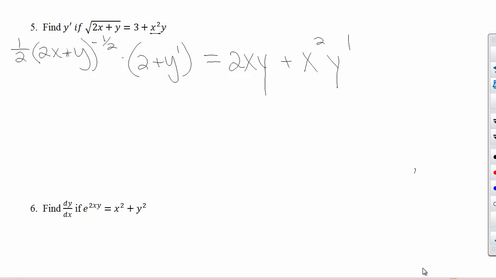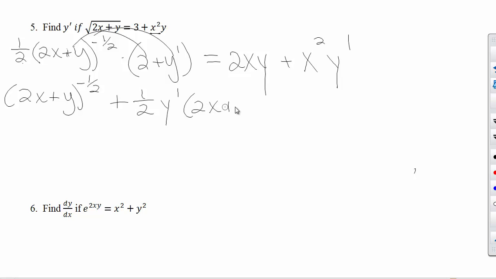Now again, I have a y prime on this side here, and here I have 2 plus y prime, so I'm going to have to distribute this 2 plus y prime. So 1/2 times 2 would just be 1 times 2x plus y to the negative 1/2, plus, when I distribute the y prime, I'd have 1/2 y prime times 2x plus y to the negative 1/2.